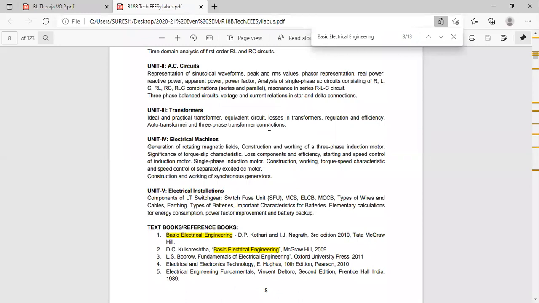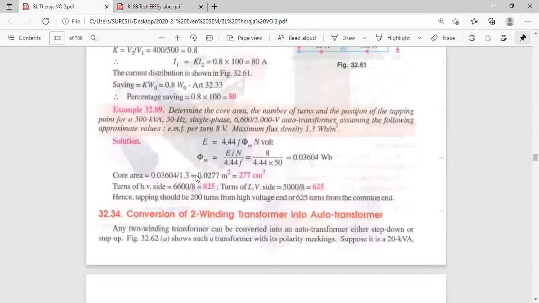Today we'll see the last topic, that is three-phase connections. With this we'll complete our transformers. There are four types of three-phase transformer connection. We'll see these four types now. Last topic in transformers.